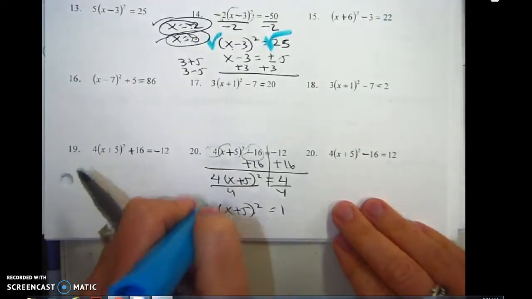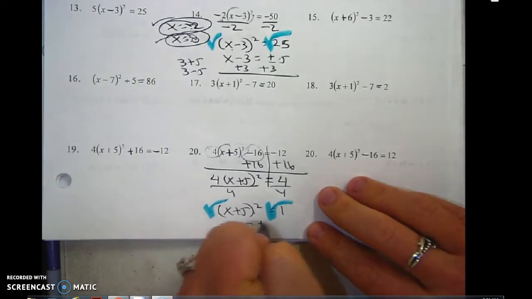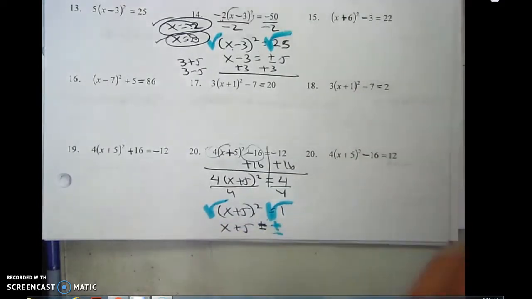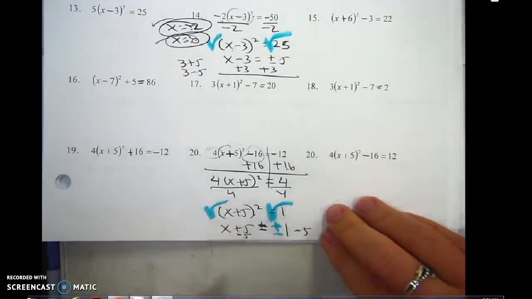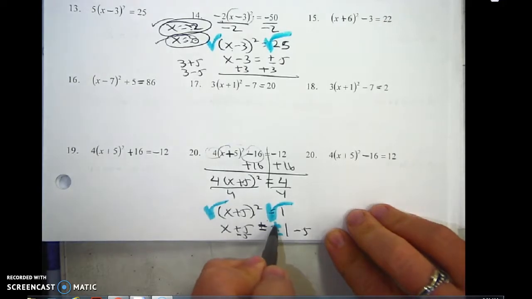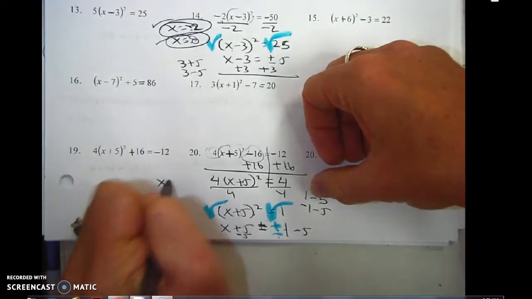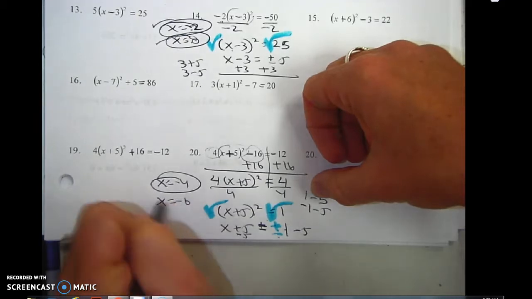Now that it's just squared, square root, x plus 5 equals, the square root of 1 is 1, so plus or minus 1. Then minus 5. So I have two options as answers, positive 1 minus 5 and negative 1 minus 5. 1 minus 5 is negative 4. Negative 1 minus 5 is negative 6.